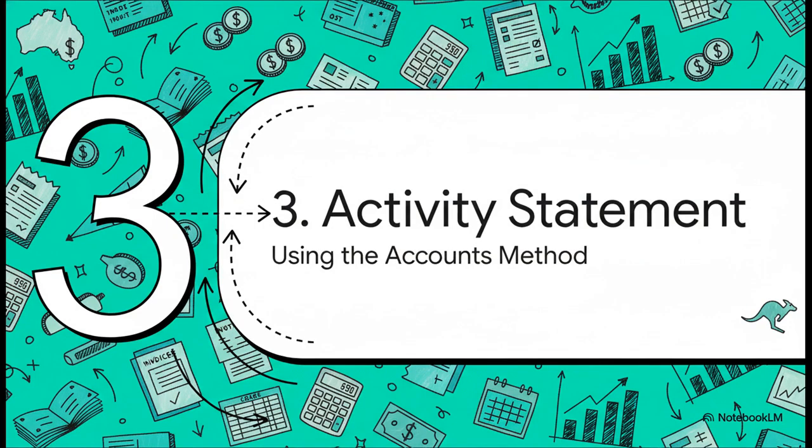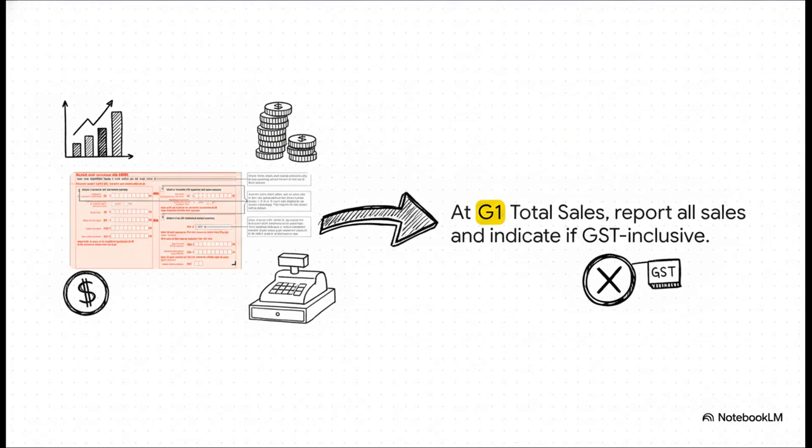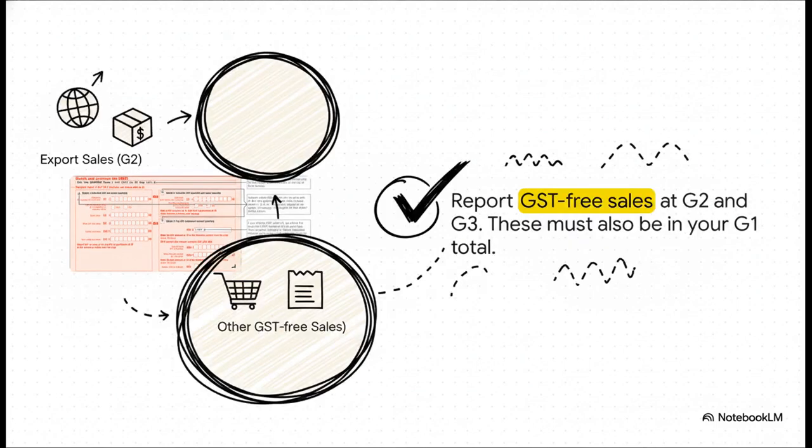Okay, so let's say your records are top-notch and you're ready to go with the accounts method. Let's walk through exactly how you fill out the key labels on the activity statement. First up, at label G1, total sales, you need to report the total of all your sales. That includes everything: GST-free, input-taxed, and standard taxable sales. But here's the crucial part, and it's a unique feature of the accounts method. You have to put an X in the box to show whether that total sales figure you've written down already includes GST or not.